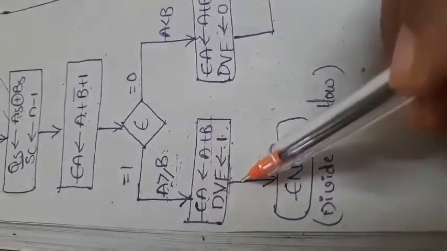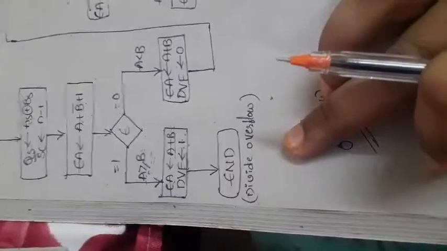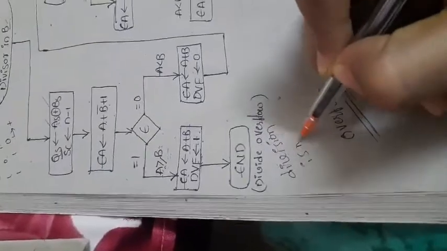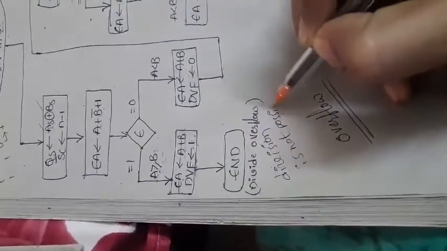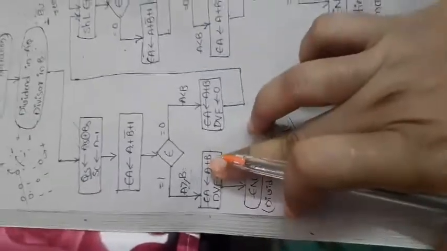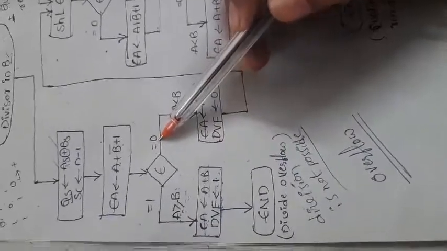So when overflow is present, the subtraction operation is not performed and we go directly to the end of the process. That means the division operation is not performed and the operation is terminated. We go to the end operation because we can't perform the division due to the occurrence of overflow. Division is not possible whenever overflow is possible.